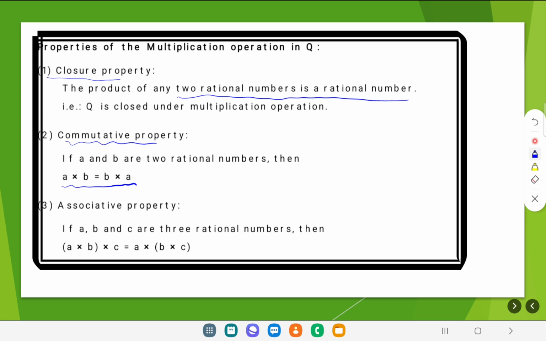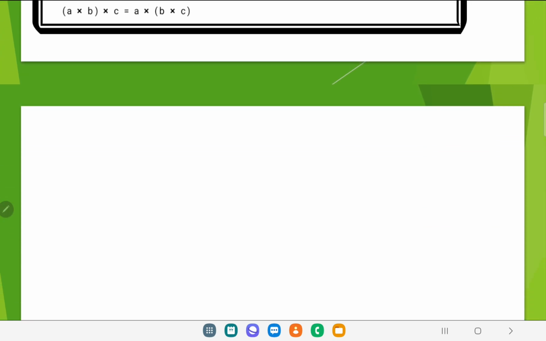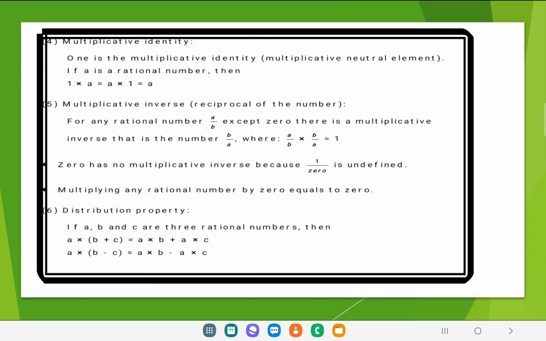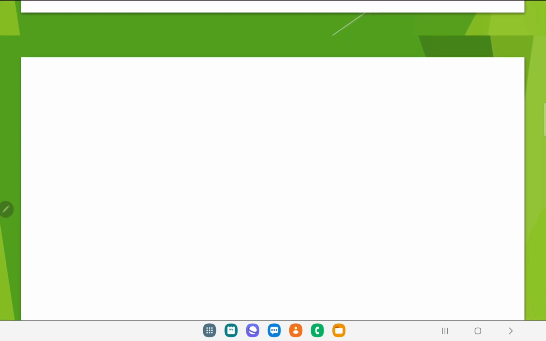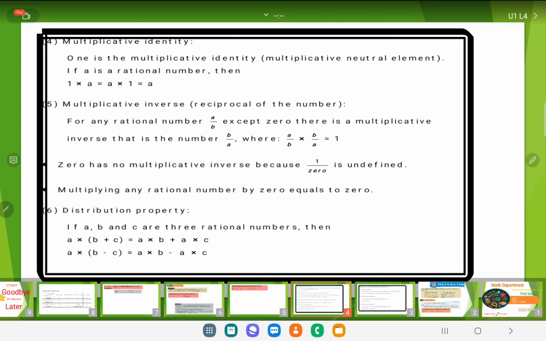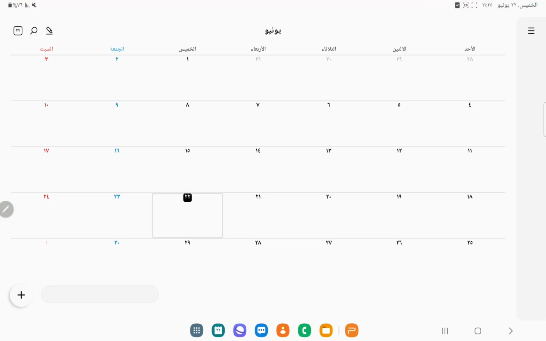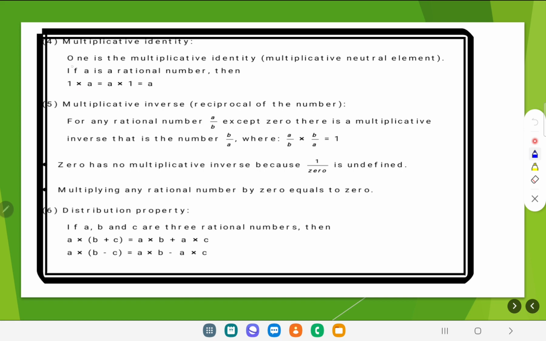The associative property. If A and B and C are three rational numbers, then A multiply B multiply C equal A multiply B multiply C, regardless of grouping. Multiplicative identity. One is the multiplicative identity element, because 1 multiplied by any number equals the same number.